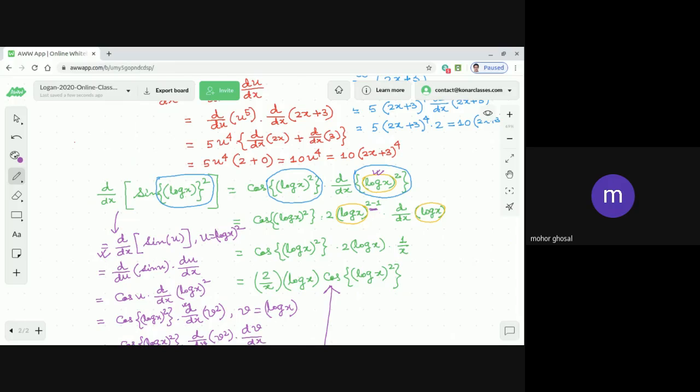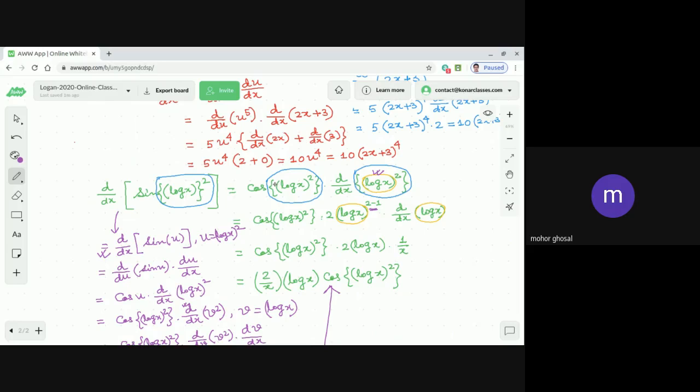But we are already differentiating log x whole square, right? Why again? We are differentiating log x whole square, but we are not yet differentiating log x. Now I get it. First, we go from the outside and then go into the inside.